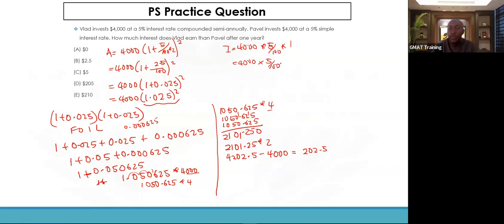For Pavel, this is 4,000 times 5 over 100. A factor of 100 from the denominator cancels with a factor of 100 from the numerator, and we'll have 200. So the interest that Pavel earned was 200, and the interest that Vlad earned was 202.5. But how much more does Vlad earn than Pavel? Let's do 202.5 minus 200. That should be $2.5. As you can see, compound interest always outperforms simple interest. Our answer here is B.